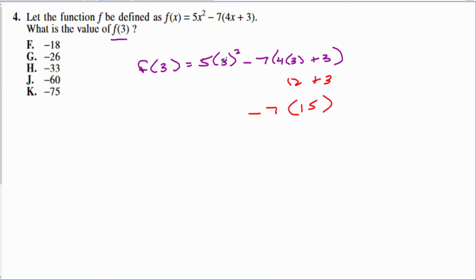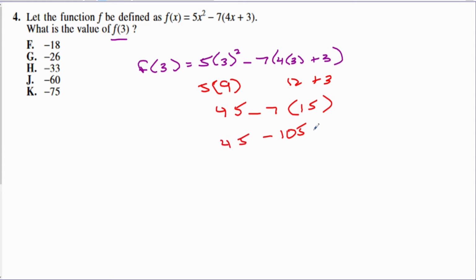PEMDAS says do exponents, then multiply. So I have to do 3 squared. Okay, which is 9, times this 5, and that's going to make 45. Okay, and then I could do 7 times 15. So 7 times 15, I have to multiply before I subtract, right? So 7 times 15 is going to be 105. Okay, and this is a 45.